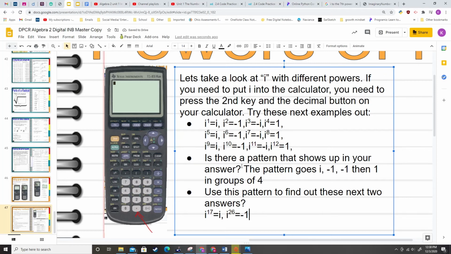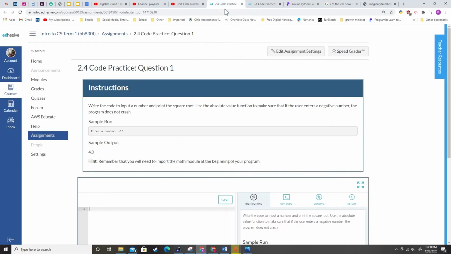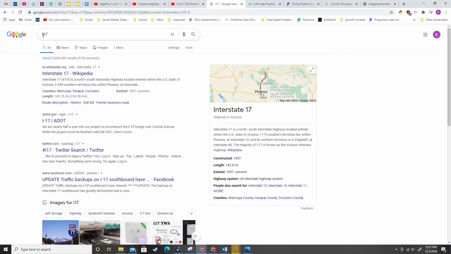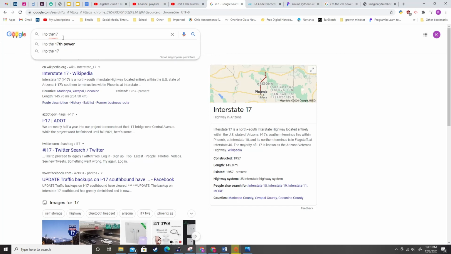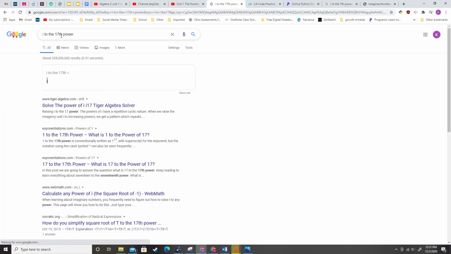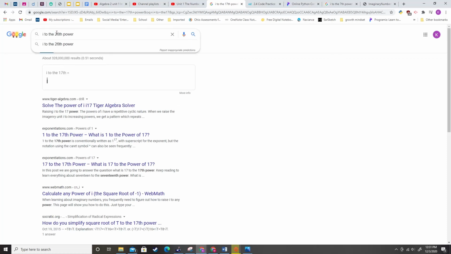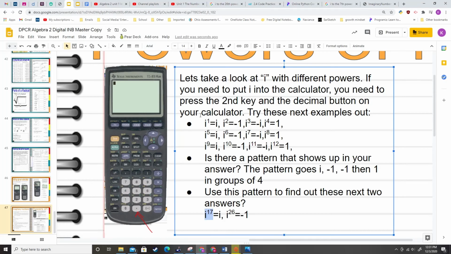Now, could you actually go through and do the multiplication for all these? Yeah, you sure could. You could also go through and Google it. So we could just take one of these. Let's just Google it. i to the 17th power, i. i to the 26, negative 1. Same thing.